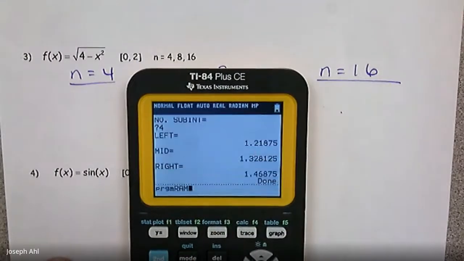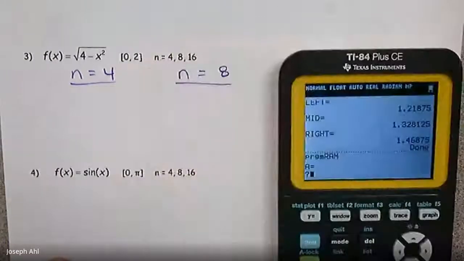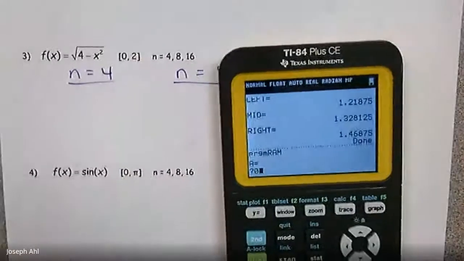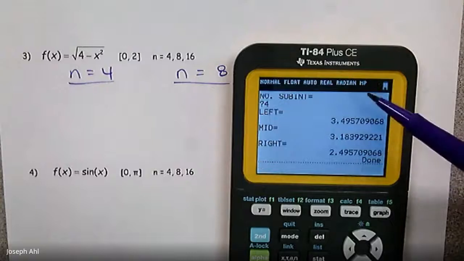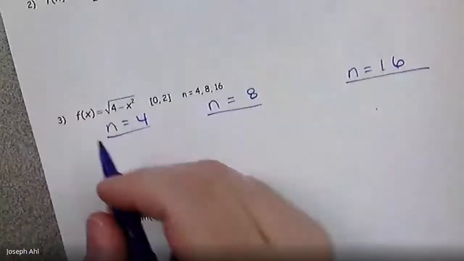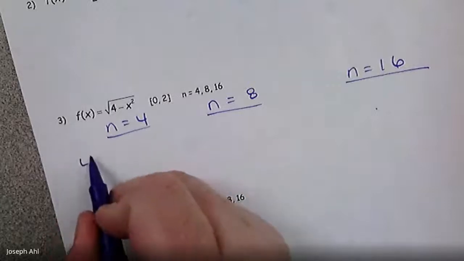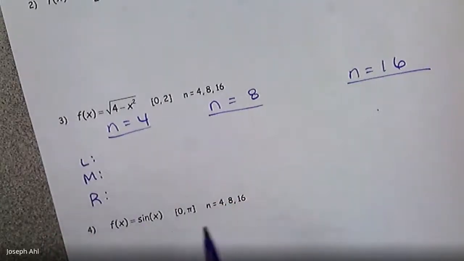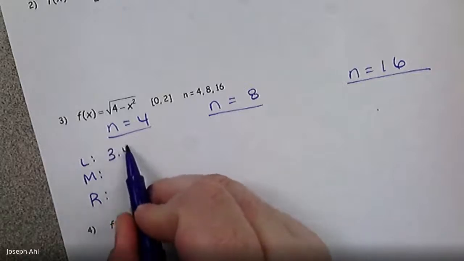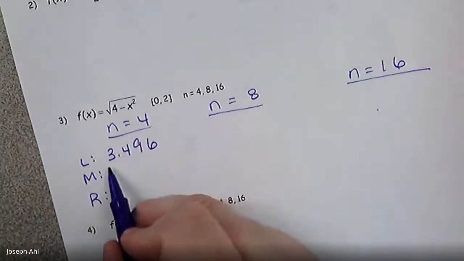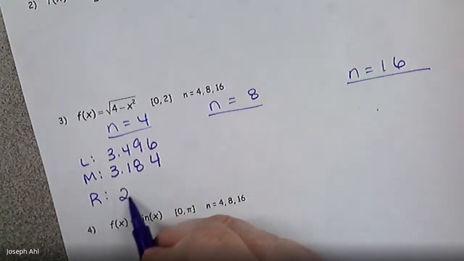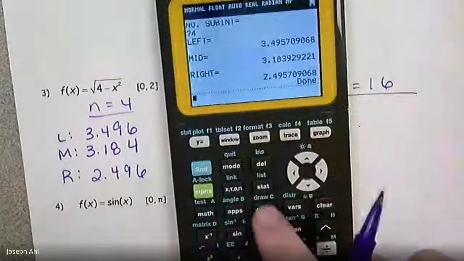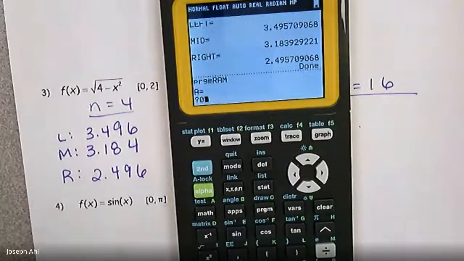We want RAM, hit enter. So what do we've got? We're looking for the area from 0 to 2. So 0 to 2 using, first of all, 4 rectangles. Okay. So we can get those. And what I want you to start thinking about is the more rectangles we have, what should we expect to happen? So left, mid, and right for this one is 3.496. Middle is 3.184. And the right is 2.496.